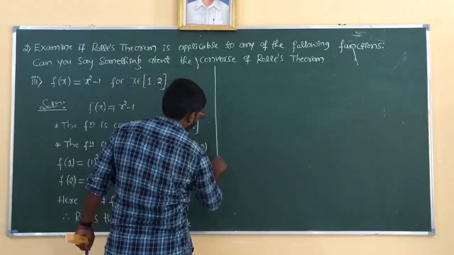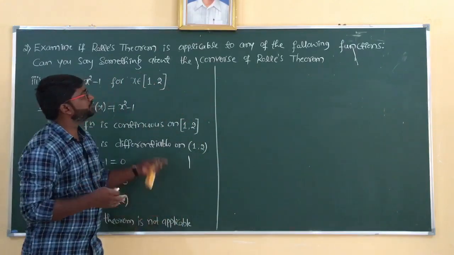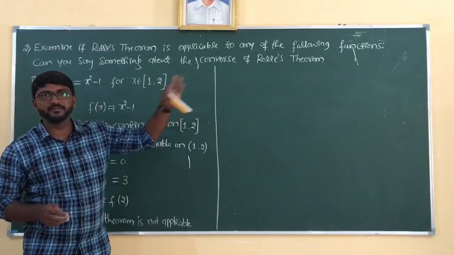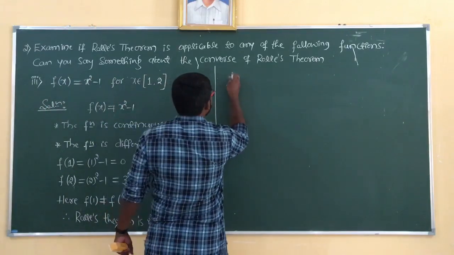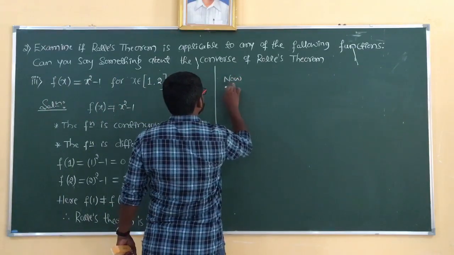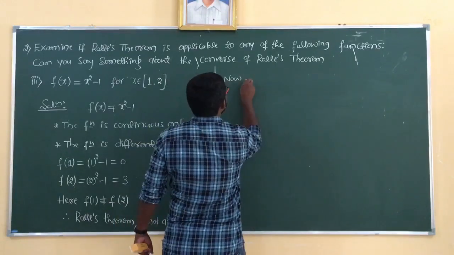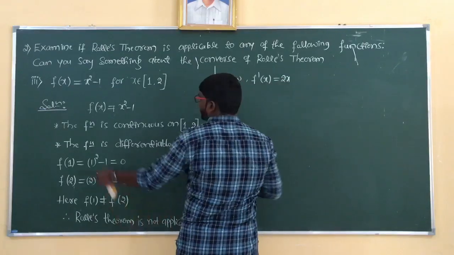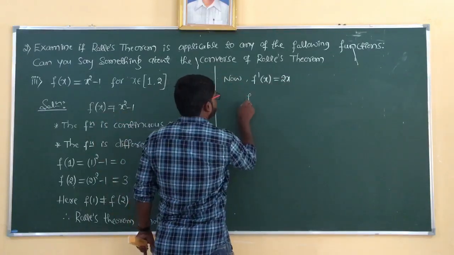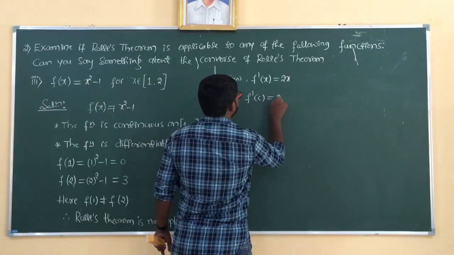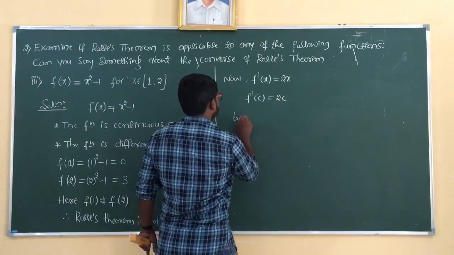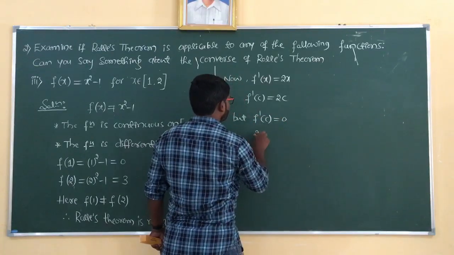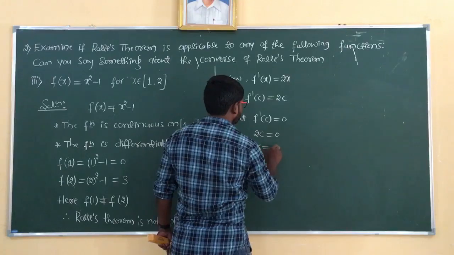So now we have to say something about the converse of Rolle's theorem. For that I will consider f dash of c equal to 0. So see here, f dash of x equals 2x, the derivative of this will give us 2x, and f dash of c is 2c. But f dash of c is equal to 0, that is 2c equals 0 and c equals 0.